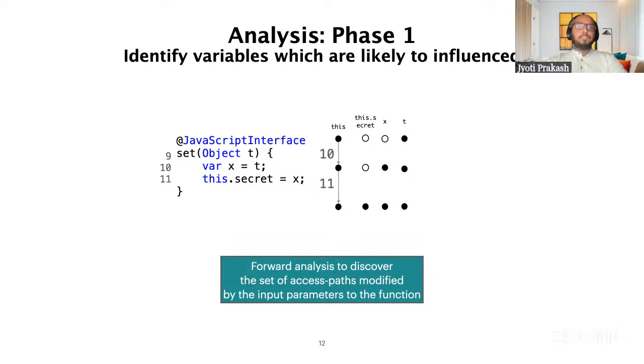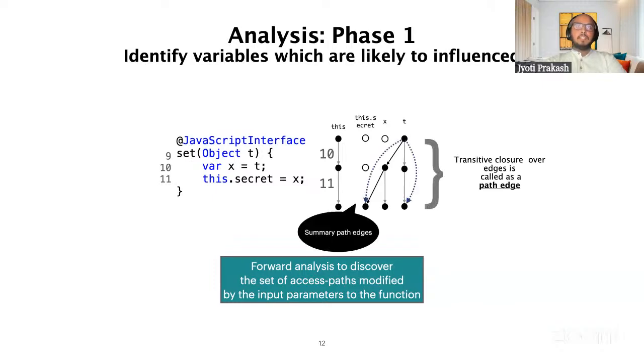So we compute the reachability here: we start with T, and then we compute that X is reachable, and that this.secret is also reachable from T. This is done in a forward analysis fashion to discover the set of access paths which are modified by the input parameters. And we keep this as summary information like T to this.secret, T to T, and also T to X.